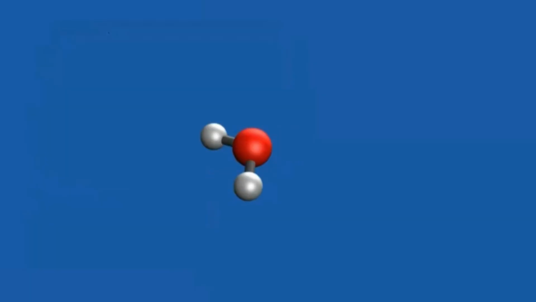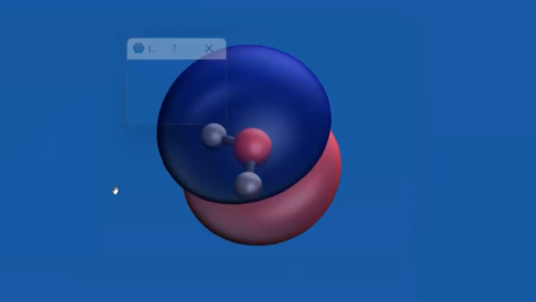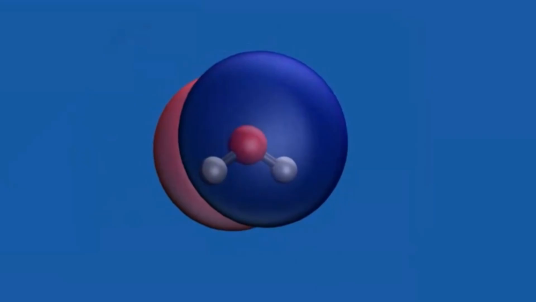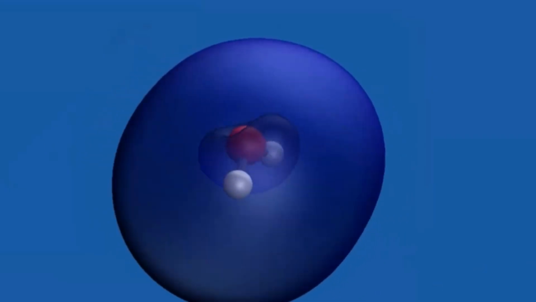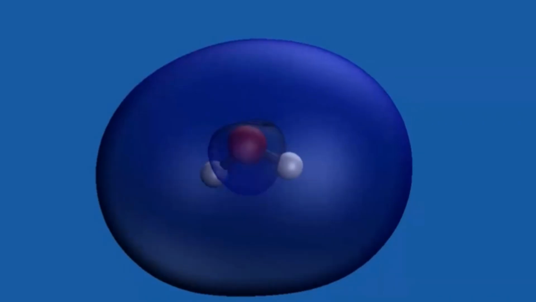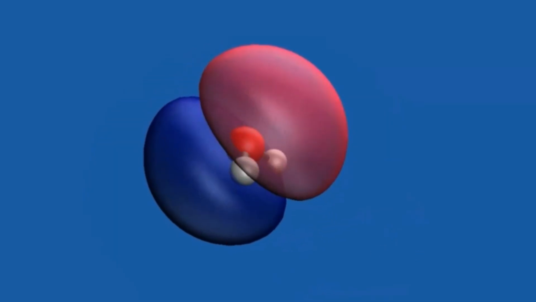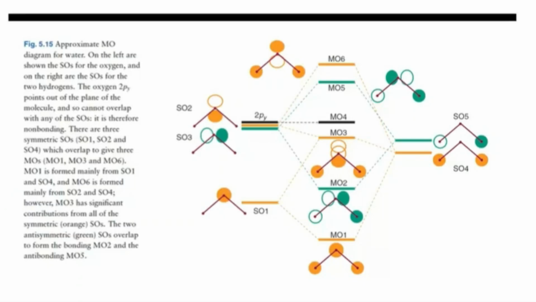This is just a small application for simple molecular orbital theory. So we can just calculate some of the molecular orbitals that are present here, and comparing that to the diagram that we have, some of them actually look pretty similar to what's shown on screen. So that's an example of water's molecular orbitals.